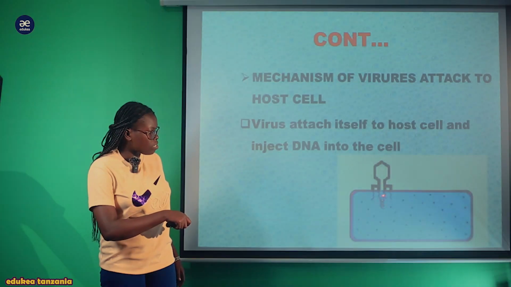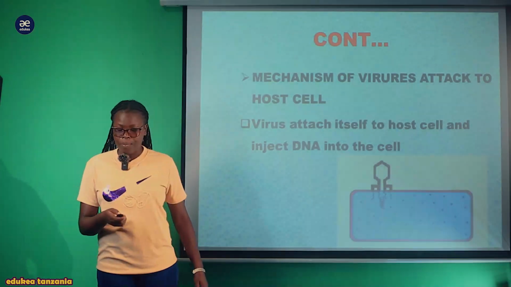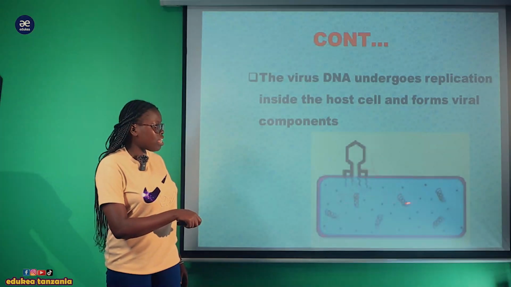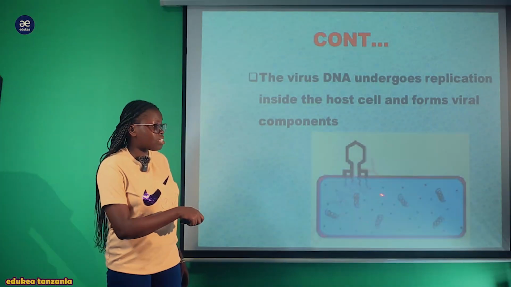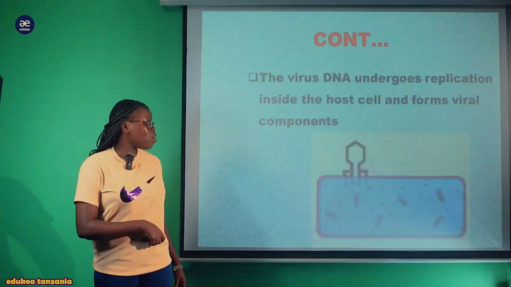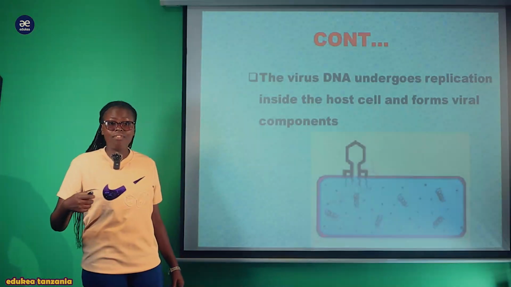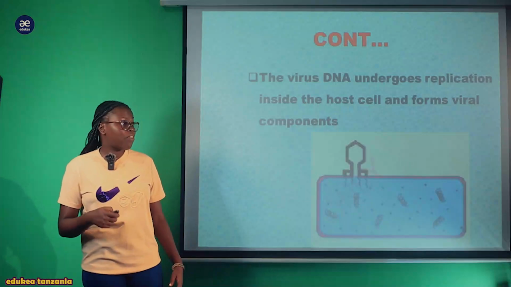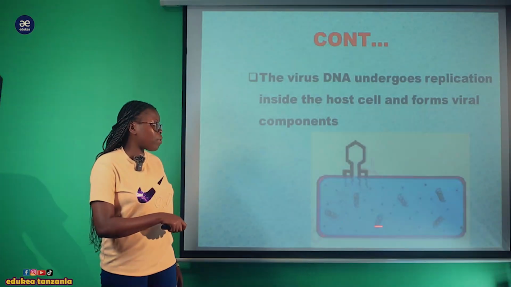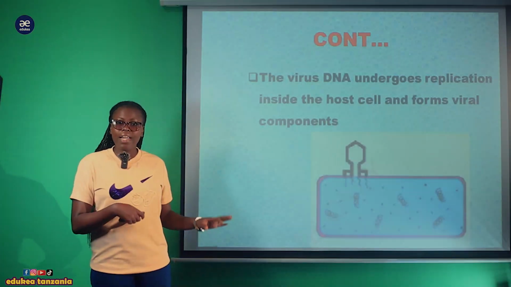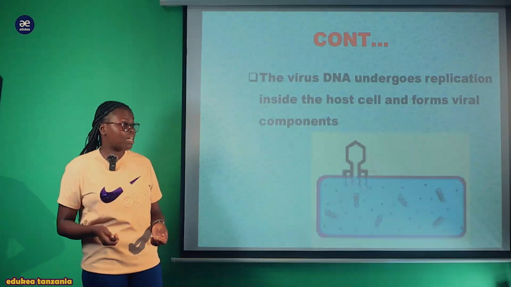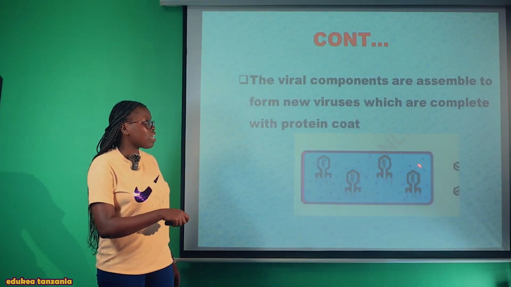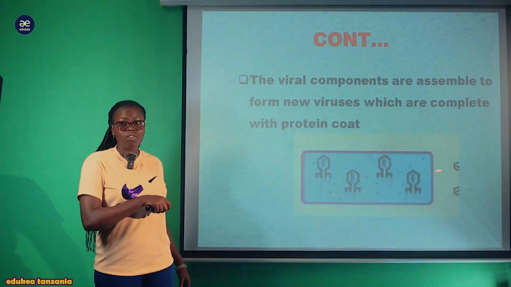The second process, after the injection of this DNA, then undergo replication, meaning that they divide. They undergo genetic replication several times to make more DNA of this virus inside the host cell, which can lead to infection. After the replication, what follows? After the replication, they will assemble and form a whole virus. So those genetic materials assemble to form a complete virus.